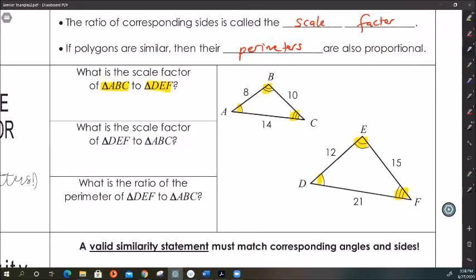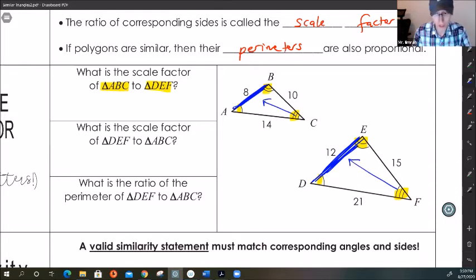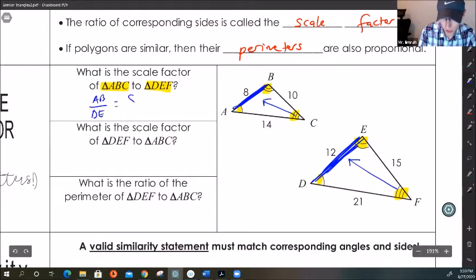Yes, Ellen, that's correct. Let's say AB. AB corresponds to which side length? DE, right? How do I know that they are corresponding? Because they are both opposite to the same triple marked angle. Opposite to the same angles, you will have corresponding sides. Also, you can look at the sizes as well. The shortest side would be corresponding to the shortest side. Then the ratio of these two will give you the scale factor. So AB over DE, which is 8/12, is going to be my scale factor here, 2/3.